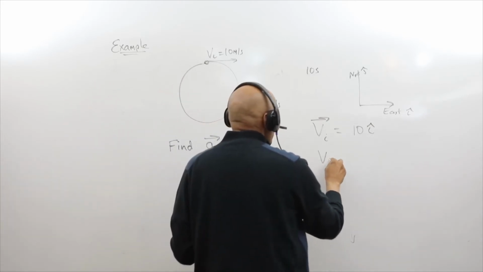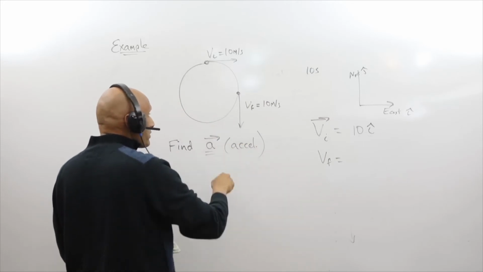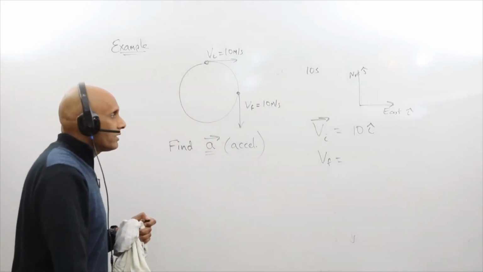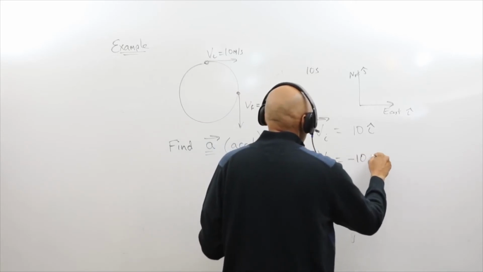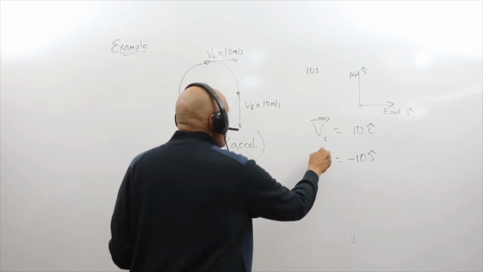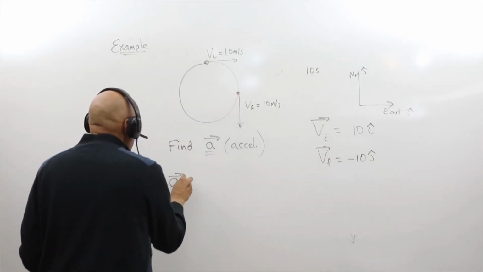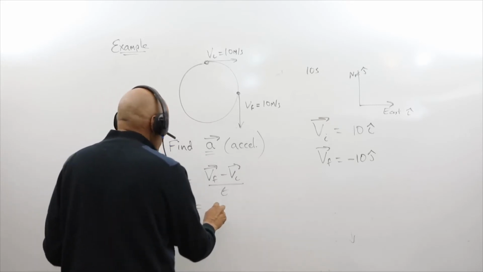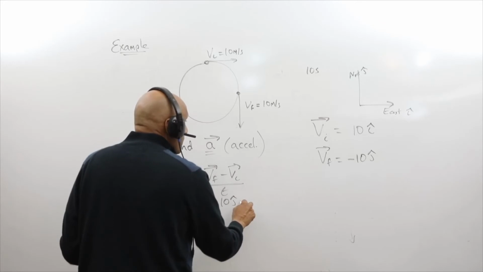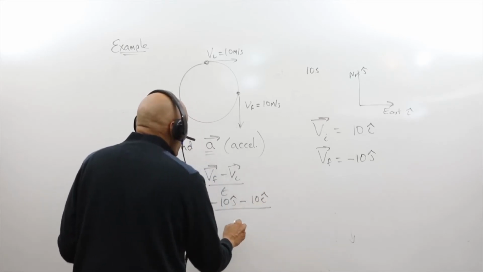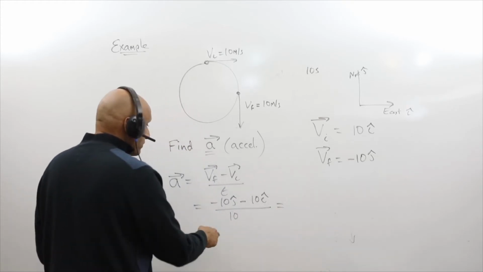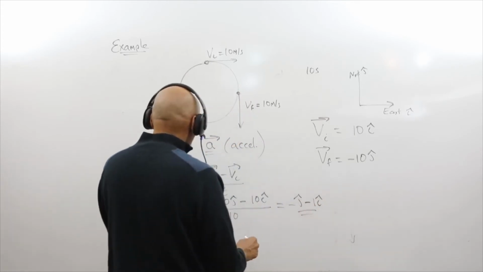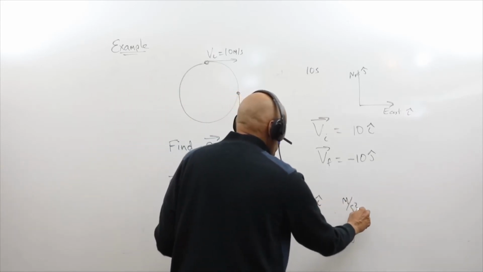What is the final velocity? It's going down, and my way of specifying down is minus j. If you remember, east is i, west is minus i, north is j, and down is minus j. So this is now minus 10j meters per second. What is acceleration defined to be? Acceleration is v final minus v initial over time. In this case, it's minus 10j minus 10i, all divided by 10 seconds. If you divide 10 in, you get minus j minus 1i. This is standard units, so acceleration should be in meters per second squared.